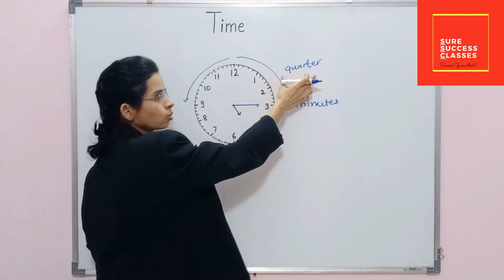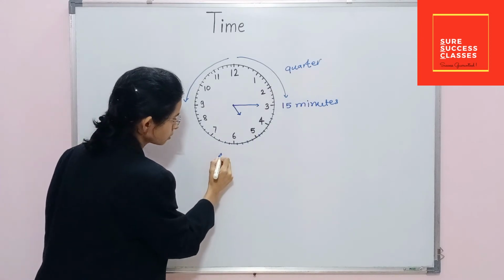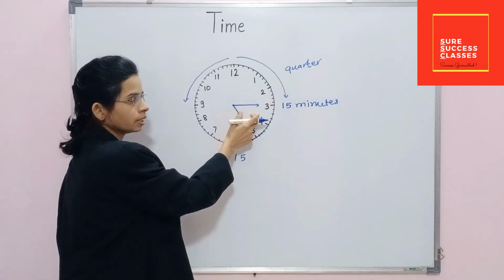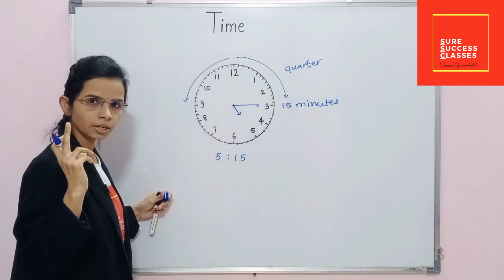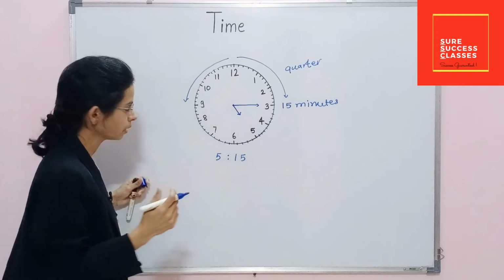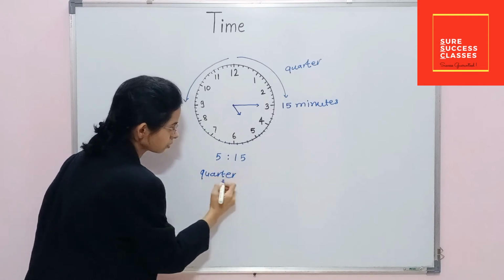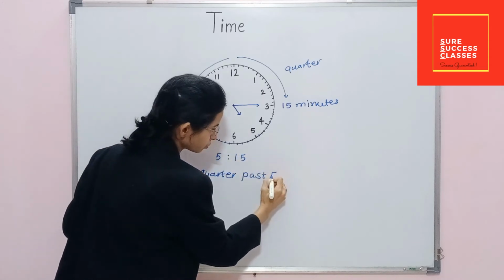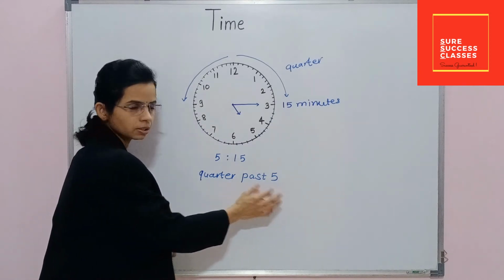This is known as quarter in time terminology. So here the time is 5:15, and the minute hand is between 12 and 6. We also use the word past. So we tell the time as quarter past 5. In a simple manner we can read it as quarter past 5.